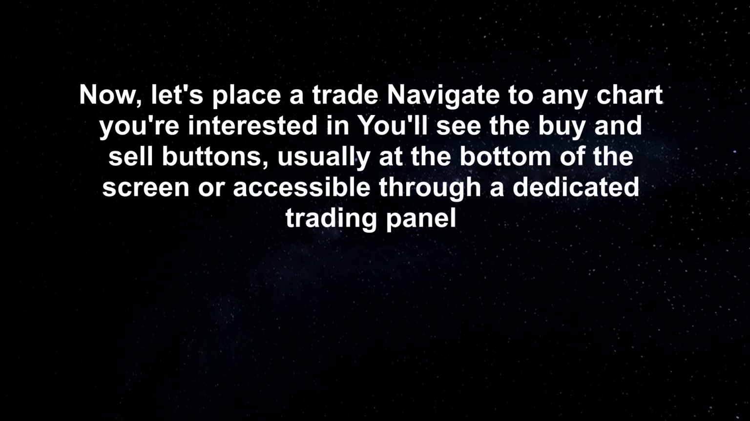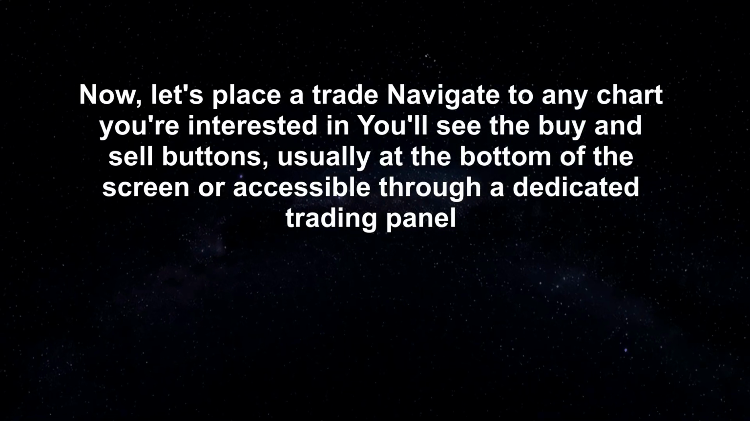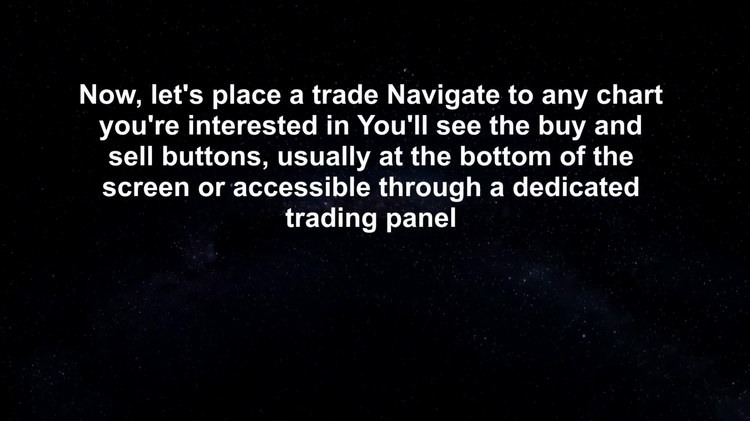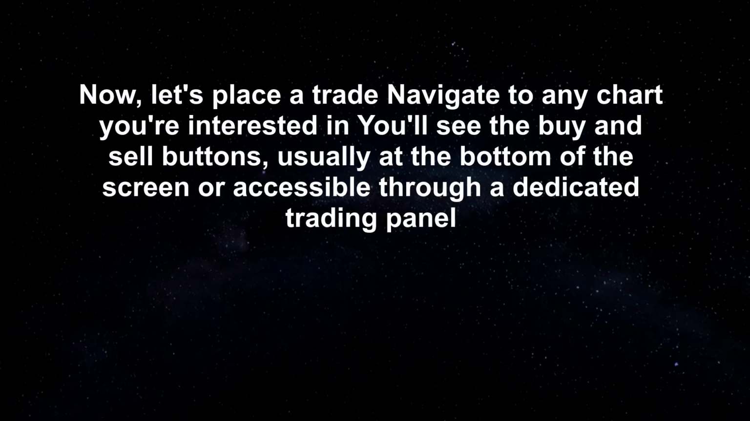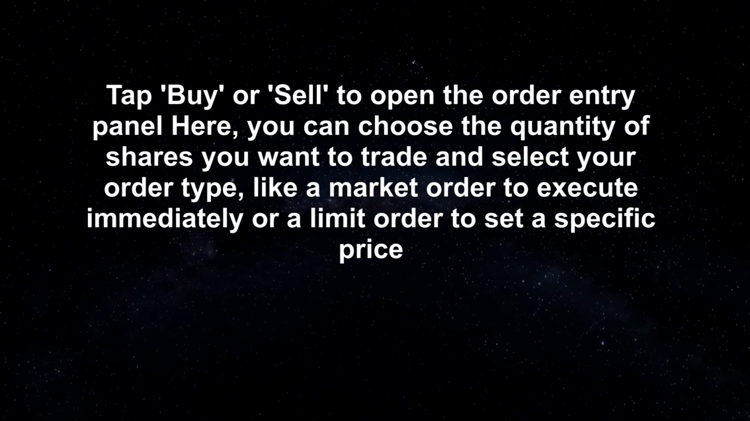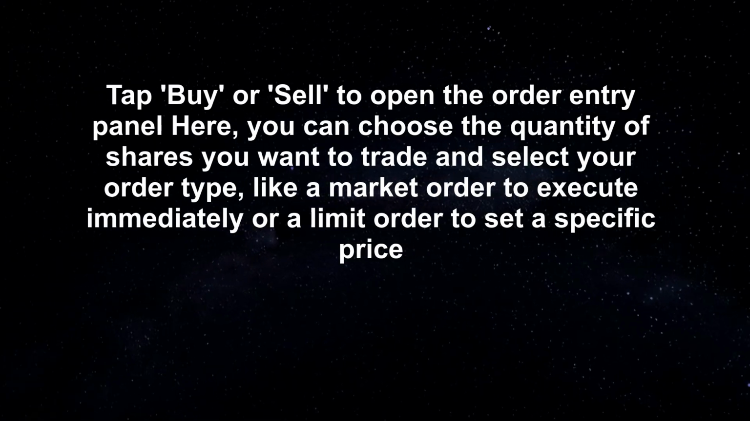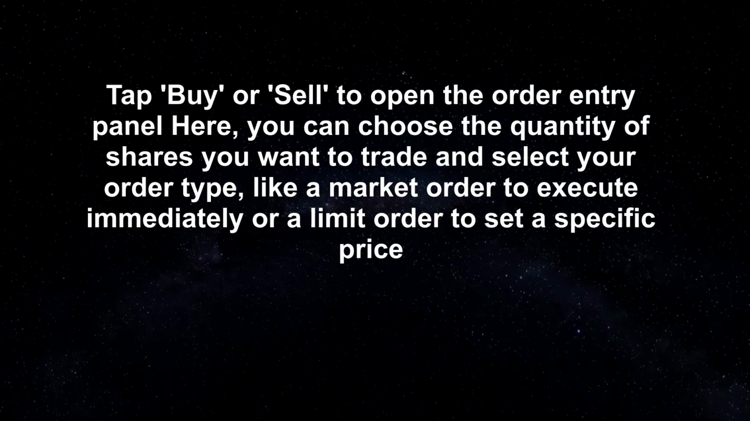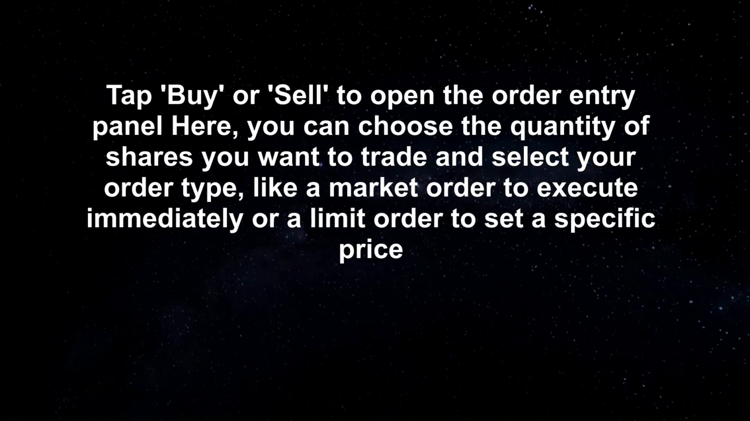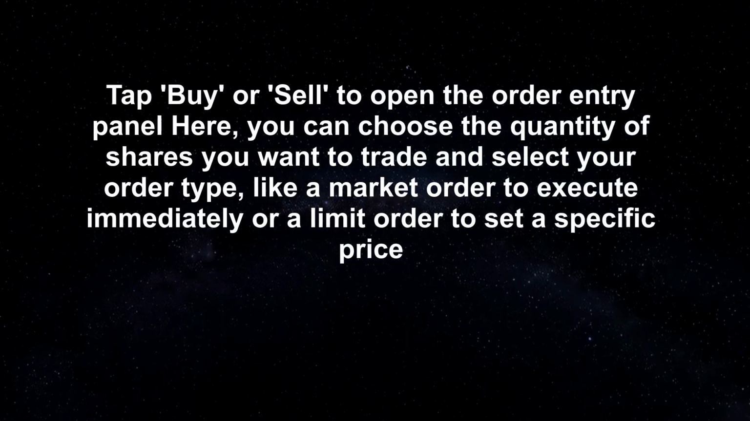Now, let's place a trade. Navigate to any chart you're interested in. You'll see the buy and sell buttons, usually at the bottom of the screen or accessible through a dedicated trading panel. Tap Buy or Sell to open the order entry panel here. You can choose the quantity of shares you want to trade and select your order type, like a market order to execute immediately or a limit order to set a specific price.